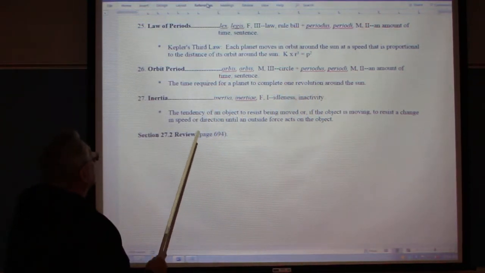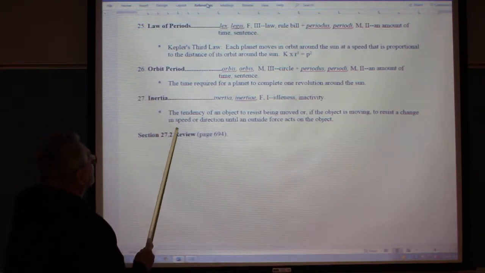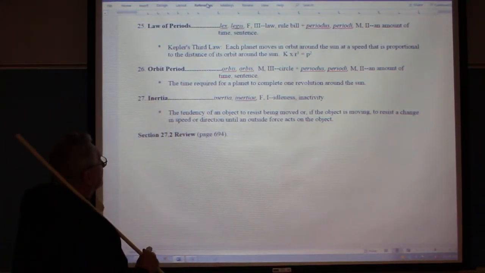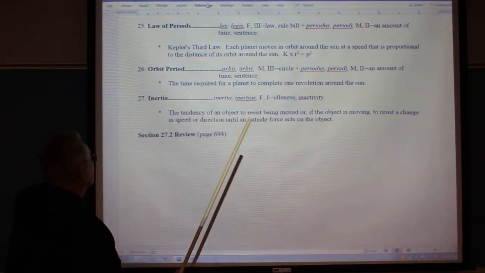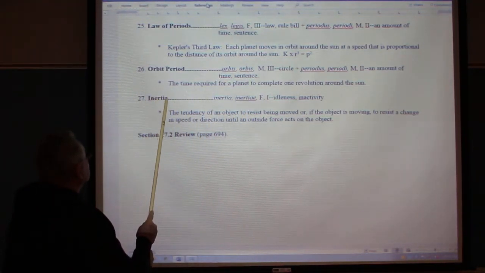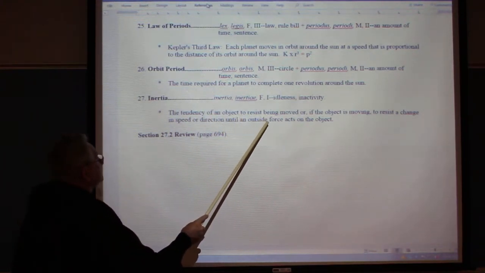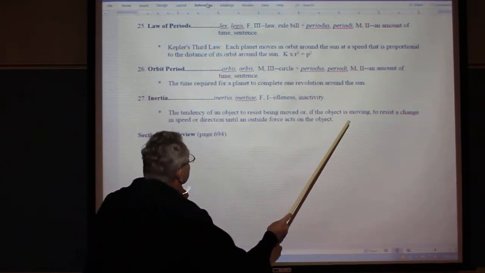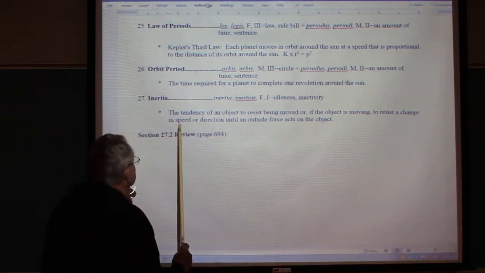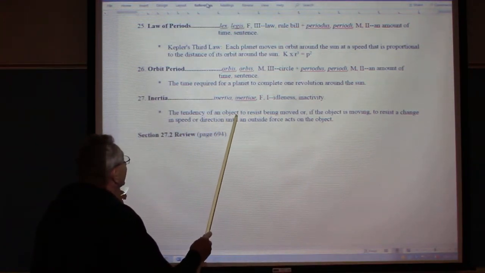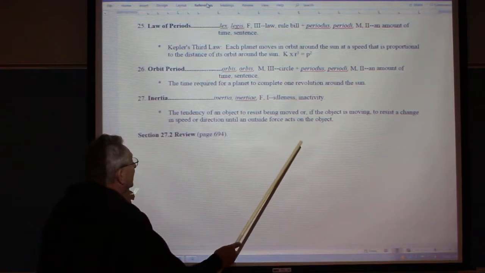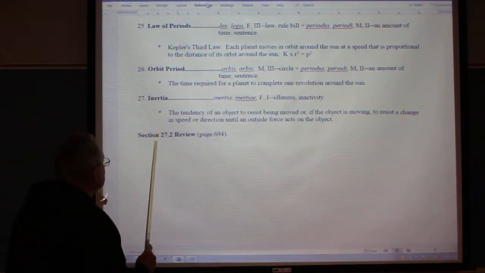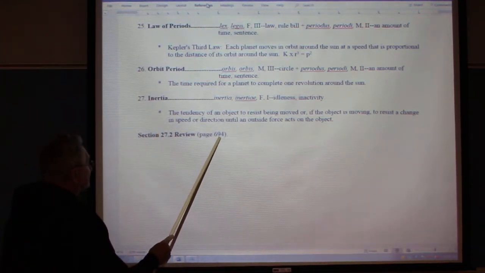Okay. Word 26, orbital period: the time required for a planet to complete one revolution around the sun. And then you have the word inertia. I love this word because this is what Isaac Newton used, and we'll talk about that in a minute. Inertia: the tendency of an object to resist being moved, or if the object is moving, to resist a change in speed or direction until an outside force acts on the object. So do these review questions on page 694.